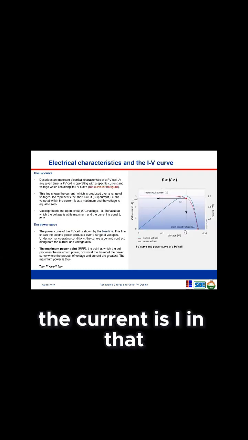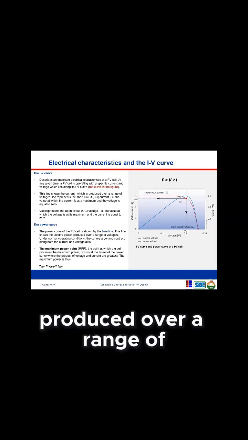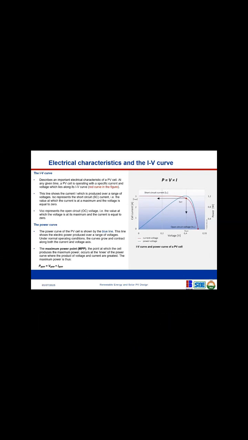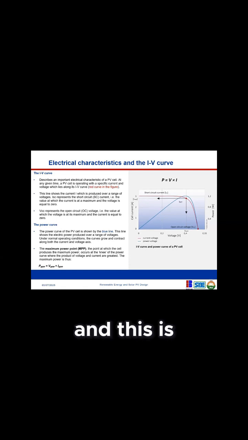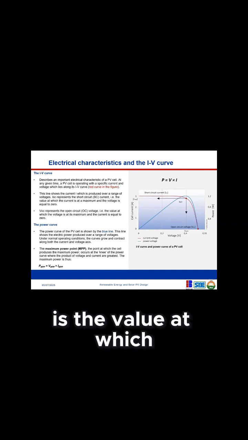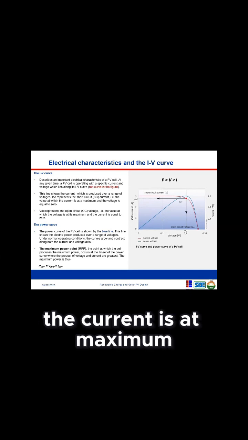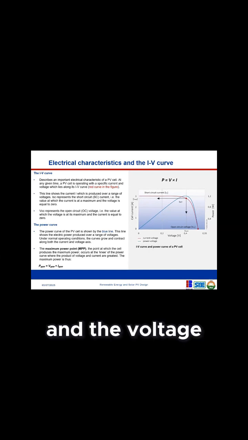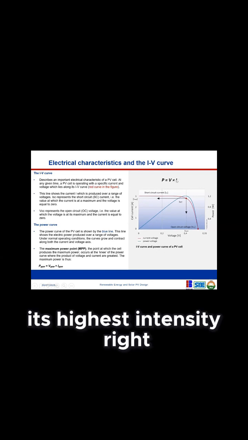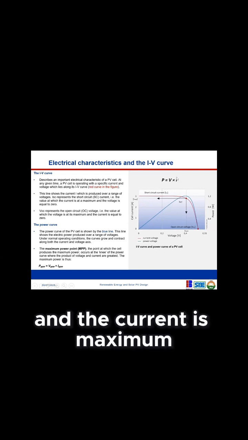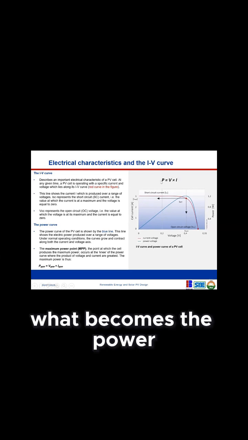The current is high. Now this line shows the current which is produced over a range of voltage. And this current is known as ISC. ISC means short circuit. Short circuit current is the value at which the current is at maximum and the voltage is equal to 0. Now I want us to look at this formula. If this current, assuming that the sun is having its highest intensity, right? And the current is maximum, right?